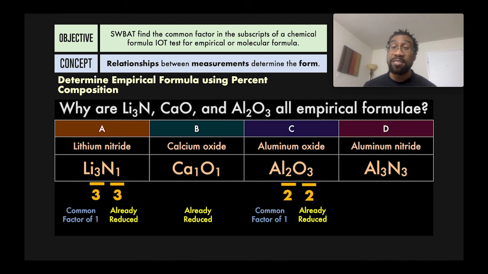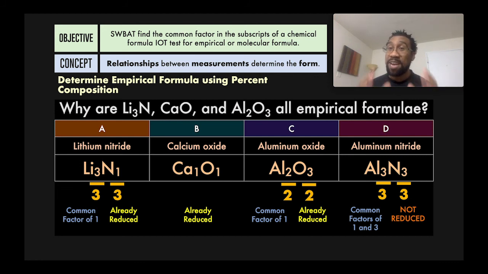So then this leads us to our final answer of aluminum nitride, Al3N3. They both have a common factor of 3 and 1, or 1 and 3. So this is not reduced. Because they have common factors other than 1, it is not reduced. So therefore, that's the reason why lithium nitride, calcium oxide, and aluminum oxide are empirical. The pattern again is they have a common factor of 1 and only 1. But aluminum nitride has a common factor of 1 and another number. All right, so that's what separates an empirical formula from a molecular formula.